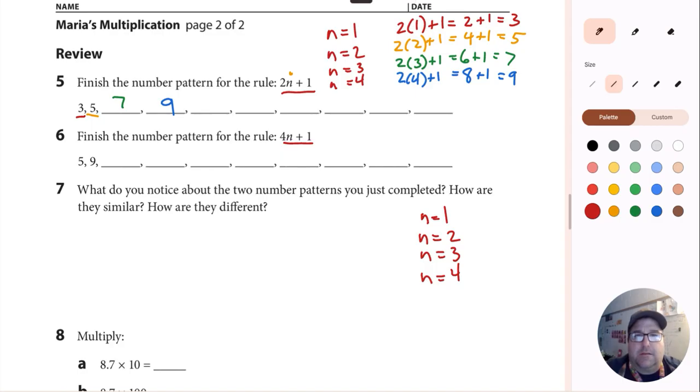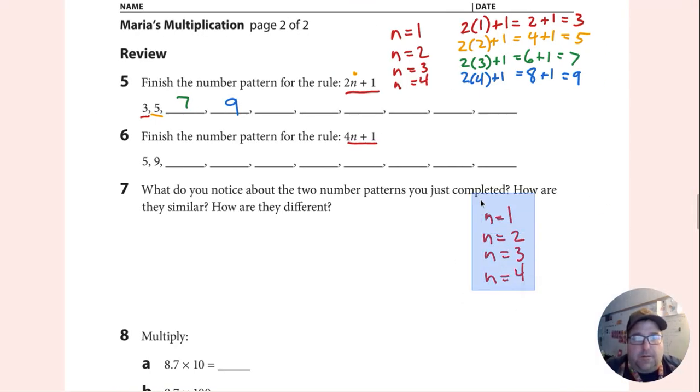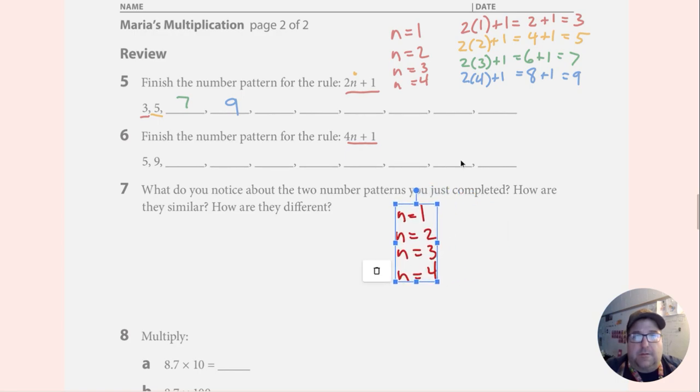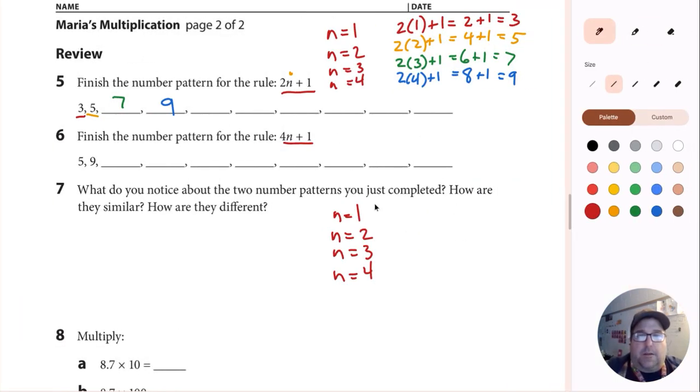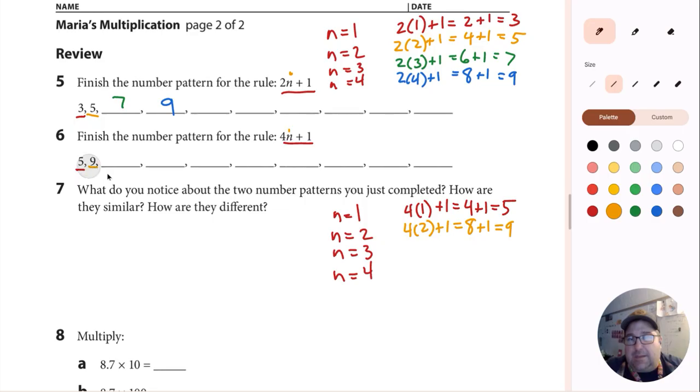Should have slid this over a little bit. There we go. So again, all we're doing is plugging in a number for this n here. Okay, so for the first one, 4 times 1, because we said what if n is 1, plus 1. Well, 4 times 1 is 4. 4 plus 1 is 5. That's where that 5 came from on that one. What if n is 2? I'm going to put a 2 in instead of this n. 4 times 2 plus 1. Well, 4 times 2 is 8. Plus 1, that gets us to 9. That's where this 9 came from.